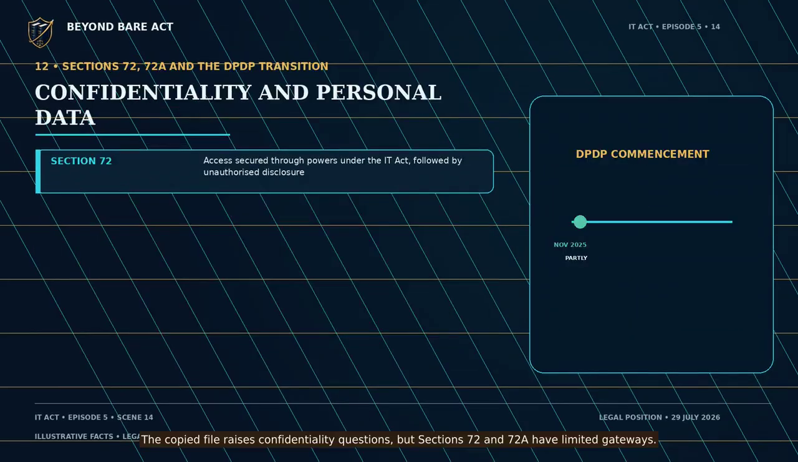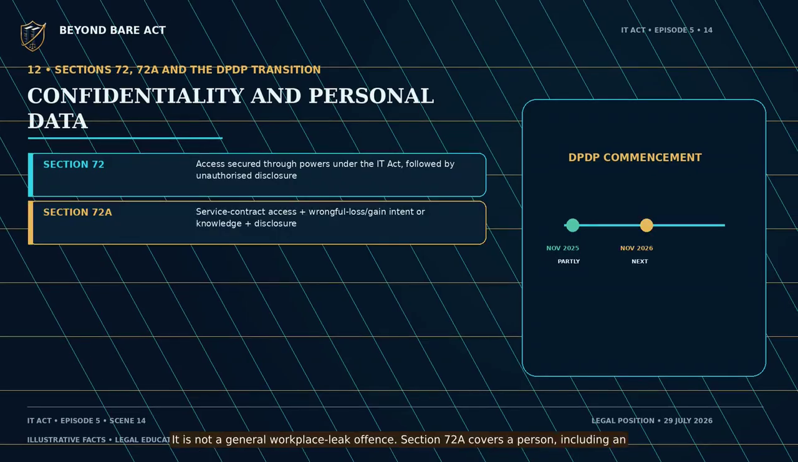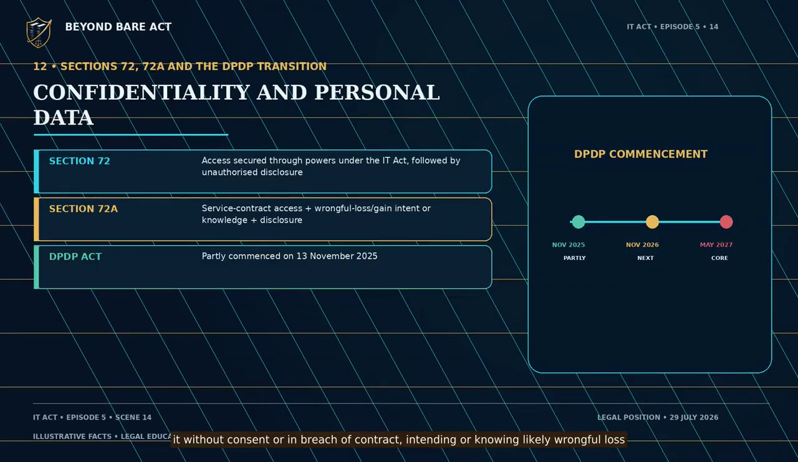The copied file raises confidentiality questions, but Sections 72 and 72A have limited gateways. Section 72 applies where a person secured access through powers under the IT Act or its rules or regulations, then disclosed specified material without consent. It is not a general workplace leak offence. Section 72A covers a person, including an intermediary, who obtained personal information while providing services under a lawful contract and disclosed it without consent or in breach of contract, intending or knowing likely wrongful loss or gain. Service access, disclosure and mental element require proof.